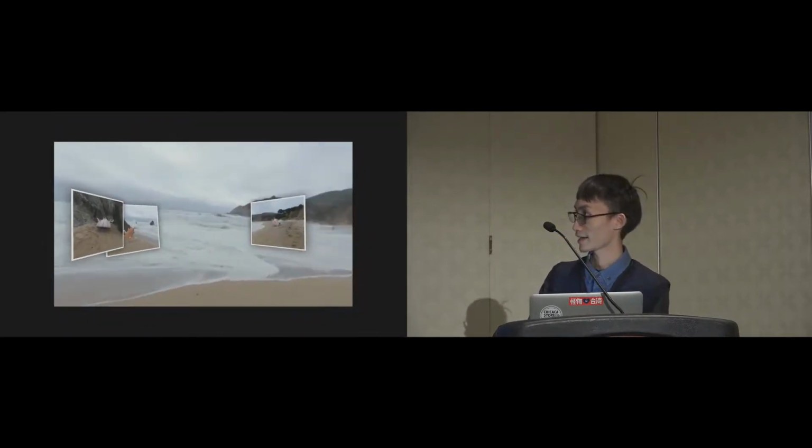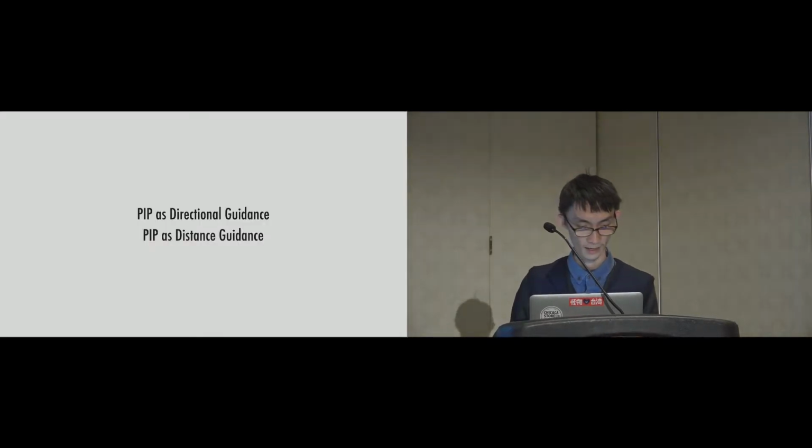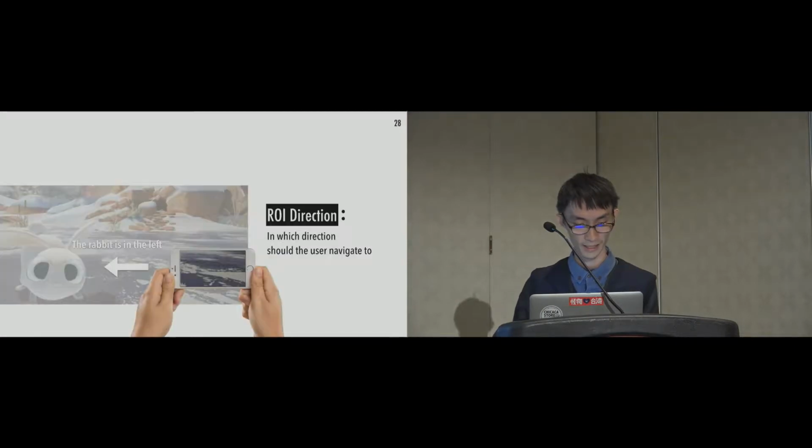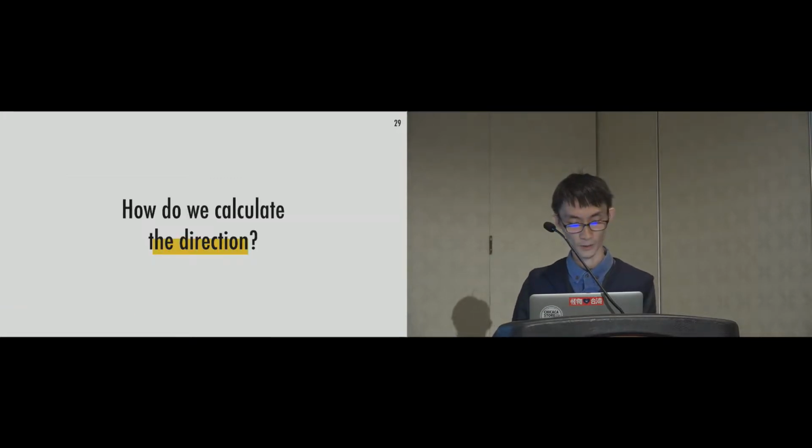The outcome is like this video. Behind the scenes, the algorithm applied to the picture-in-picture can be divided into two sections: the directional guidance and the distance guidance. First, the directional guidance. The guidance tells the viewers which direction the region of interest is located in. So how do we calculate the direction?